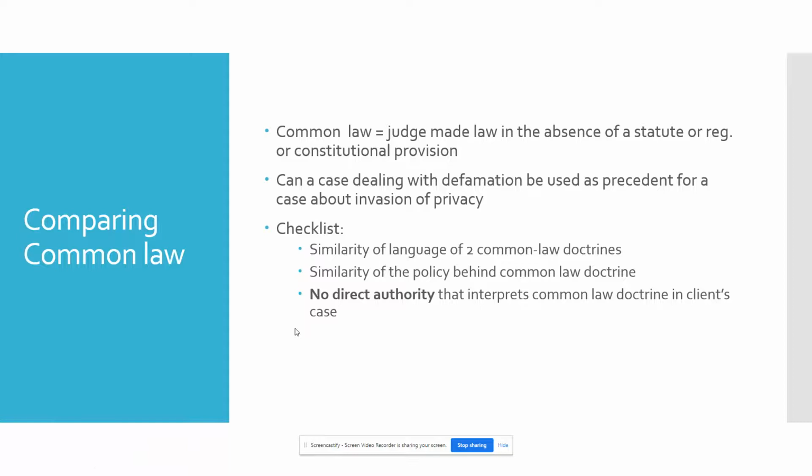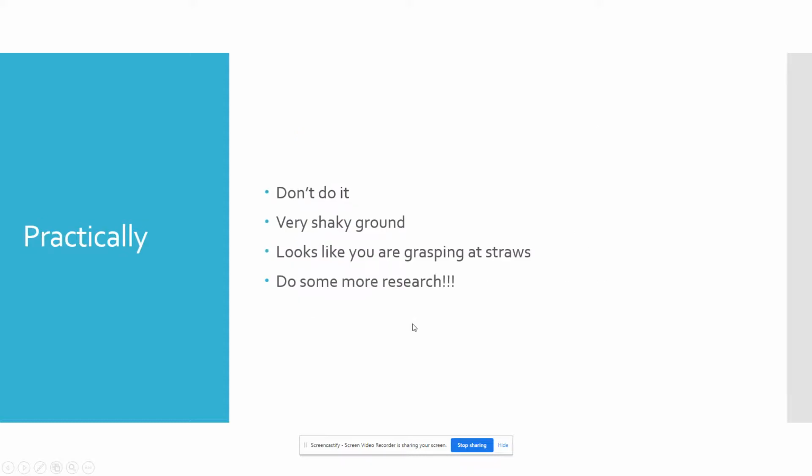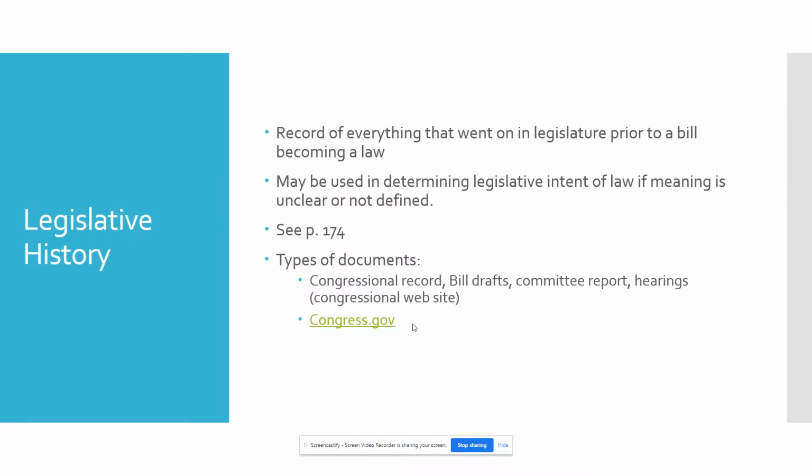All right, so common law: if you're comparing one common law section to another, you can do it if the language of the two common law doctrines is similar and the policy is similar, and if there's nothing else that directly interprets the common law doctrine you're looking at. So look to the similarity of language, the similarity of functions, and no direct authority. But don't do it unless you actually have to.